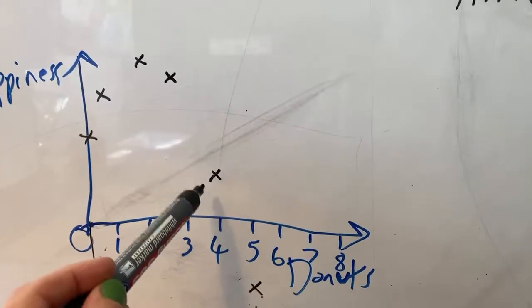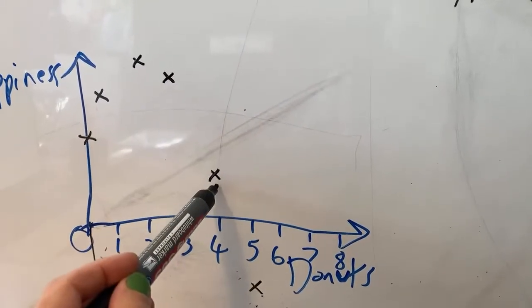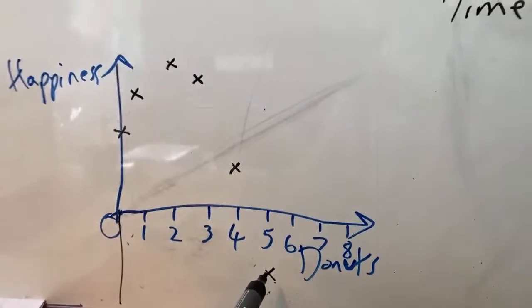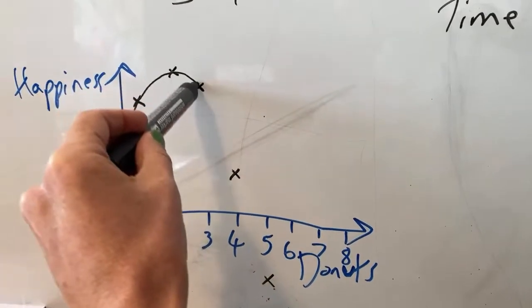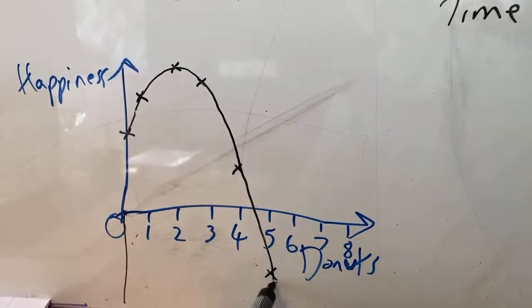And after 4 donuts, I'm feeling less happy than I was originally. And after 5 donuts, I had to add in kind of minus happiness. So my donut graph goes like that, but it will completely depend on how much you like donuts.